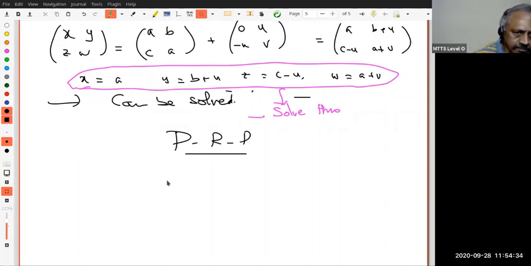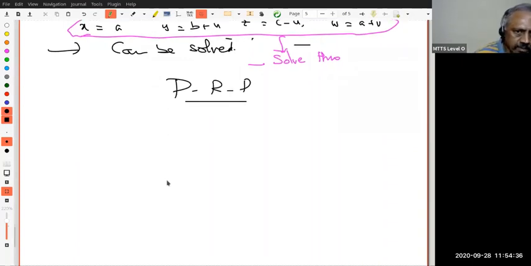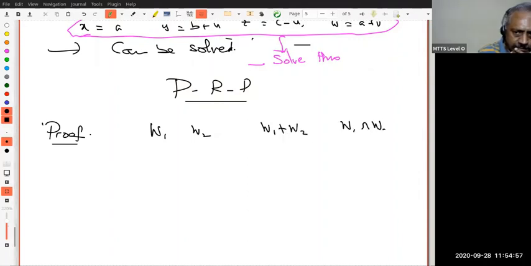Okay, right. Now let's go through the proof of the theorem. I will come back to another example soon. So, theorem proof. So what do we want to do? We want to relate the dimensions of W1, W2, W1 plus W2 and W1 intersection W2.